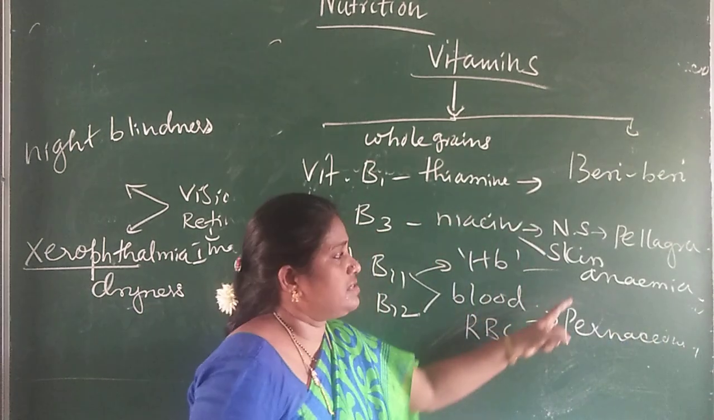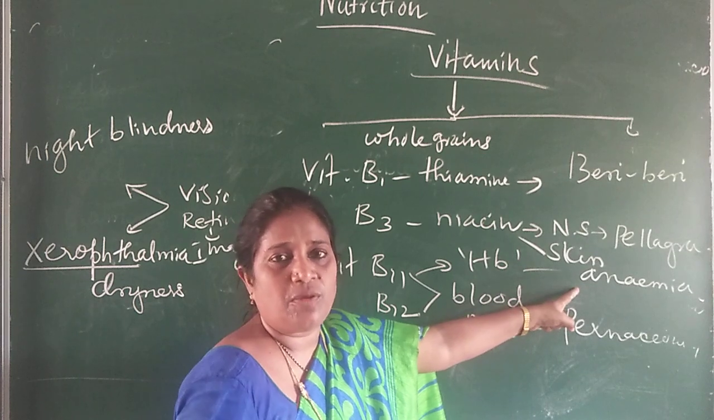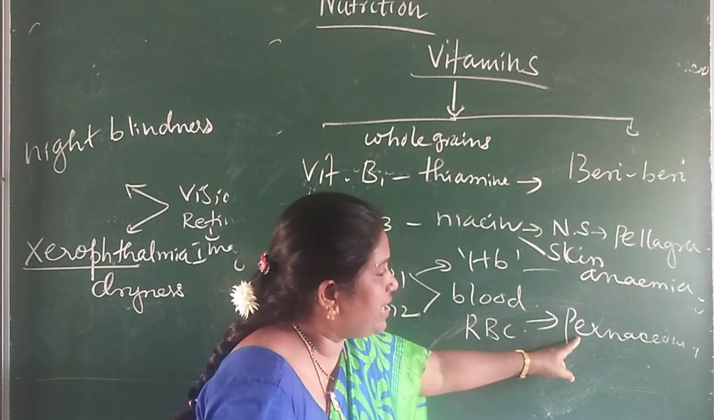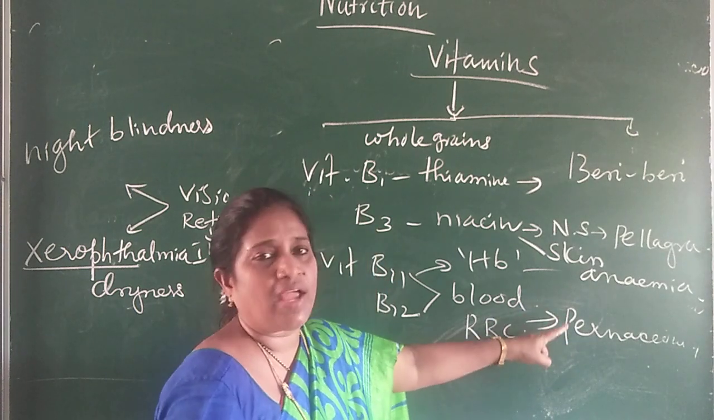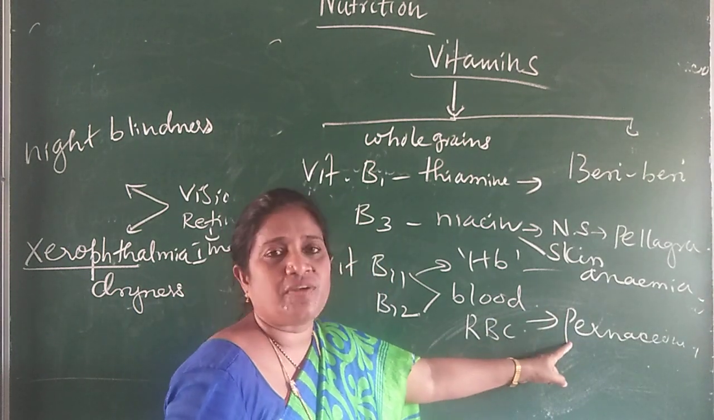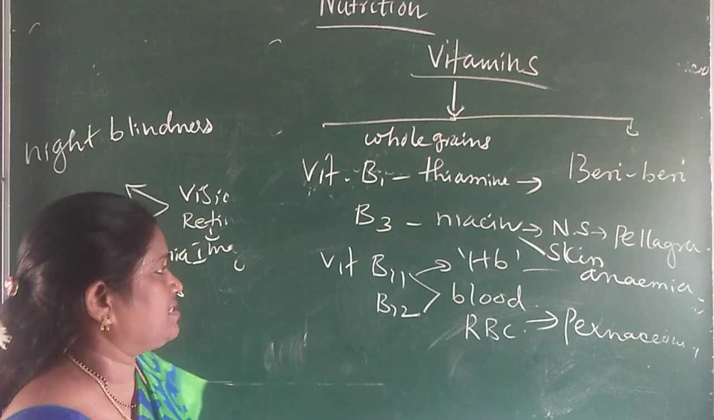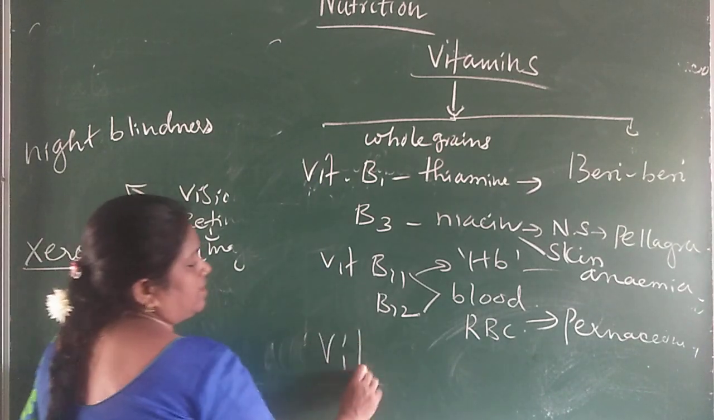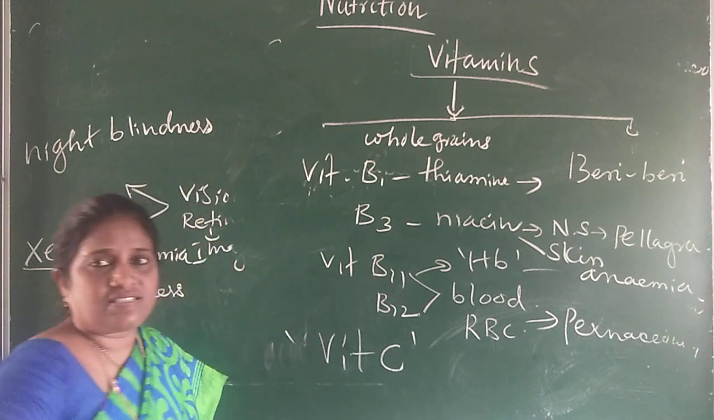The main difference is that anemia means loss in hemoglobin and reduction in the oxygen carrying capacity. Pernicious anemia means in addition to anemia, the person suffers from diarrhea, vomiting, etc. That's about the water soluble B complex vitamins. Now the last vitamin is vitamin C.